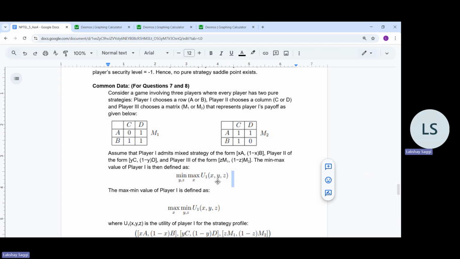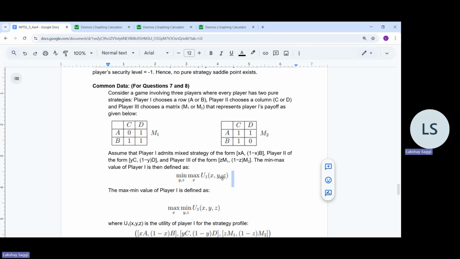So what this essentially means is that u1 of x comma y comma z is the expected payoff for player one as a function of x, y, and z. What you're doing is the player which plays x, so basically player one, will want to maximize this value. But the other players, let's say this is the min-max value which is defined for us.